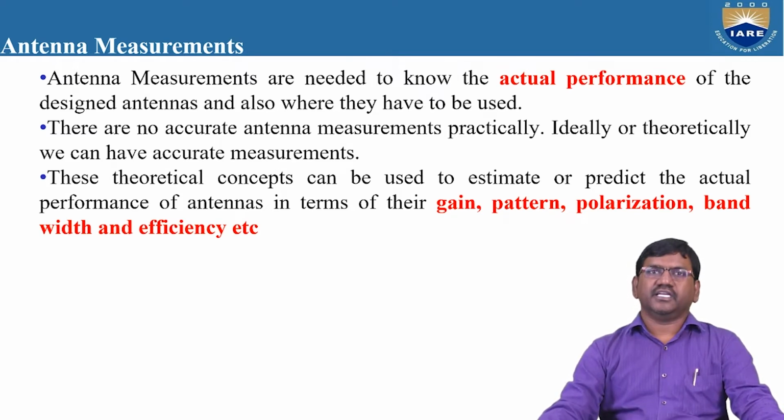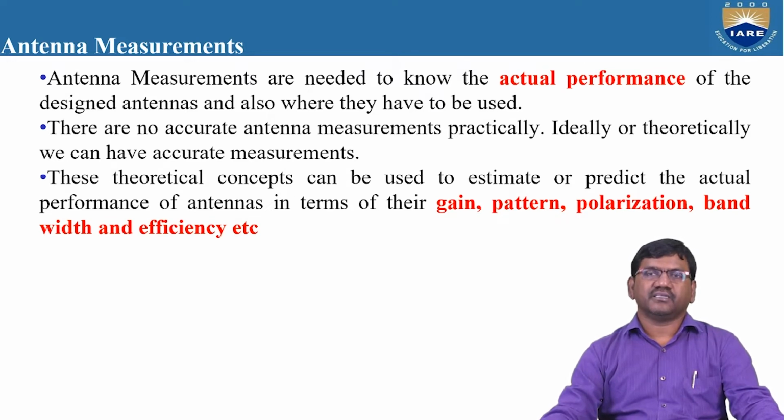Antenna measurements are needed to know the actual performance of the designed antennas and where they have to be used. For every application, different types of antennas have been designed, and depending upon the performance or efficiency of the antenna, we need to select that particular type of antenna for a particular application. There are no perfectly accurate antenna measurements practically. Ideally or theoretically, we can have accurate measurements, and these theoretical concepts can be used to estimate or predict the actual performance of the antennas.